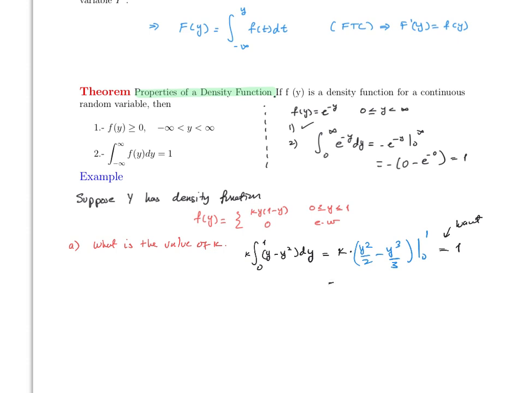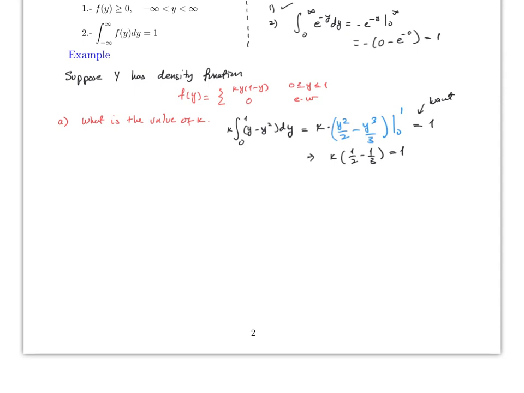So if you plug 1 in here, this will be k times 1/2 minus 1/3, and this has to equal 1, which means you have k times 1/6 equals 1. So clearly k has to be equal to 6.